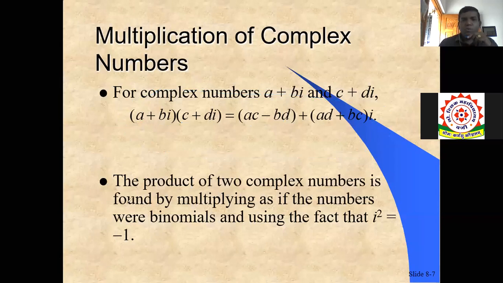The product of two complex numbers is found by multiplication as if they were binomials, and using the fact that i square is equal to minus 1. Okay, what did we do here? Product of these two things, i square, and it is written as minus 1.